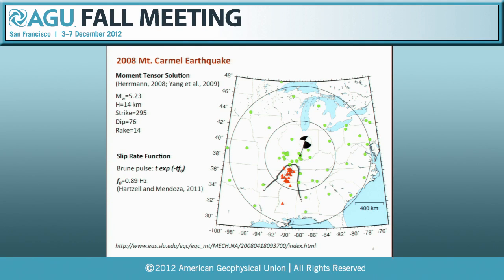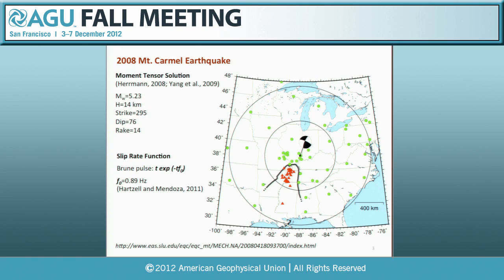Since I'm calculating full waveform synthetics, I have to assume a slip rate function. I'm using a Brune-type pulse, and the corner frequency here is taken from a study by Hartzell and Mendoza, 0.89 hertz. Now, the sites which I'm primarily trying to model are these green circles.